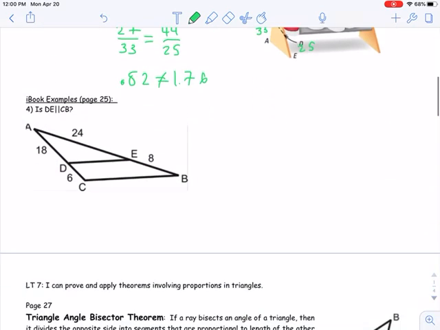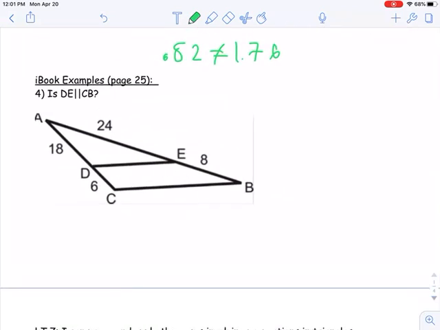Now we got some iBook examples. Is DC parallel to CB? Again, you can just work straight through the iBook, tap the images, read, do whatever you want, or you can listen to me. Again, the fractions are basically already made.